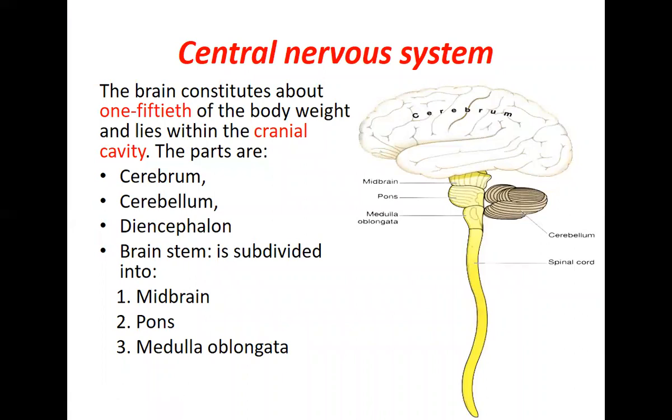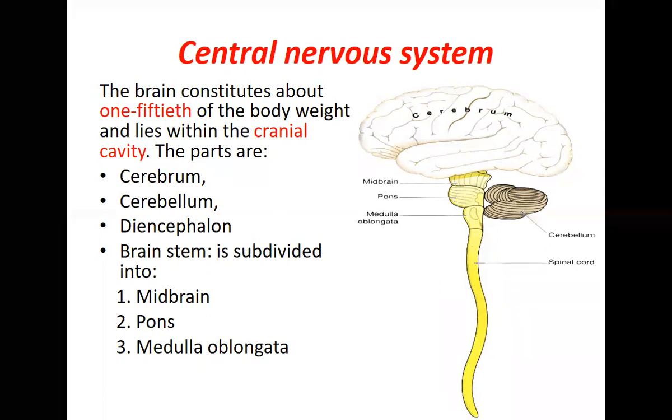Now coming to the central nervous system, we saw the different types of cells. One is the neurons, the nerve cells, and the supporting cells, which are of four types. That was the microscopic study. Now we will come back to the central nervous system itself. This is how it looks. The brain constitutes about 1/50th of the body weight. If you divide the body into 50 parts, one part is the size of the brain. If there is a 50 kilo person, 1 kilo is the weight of his brain.